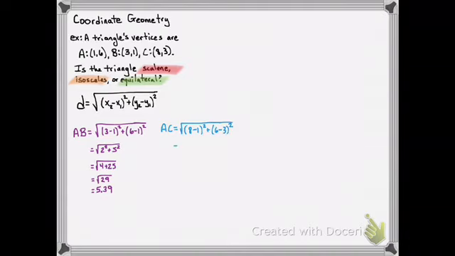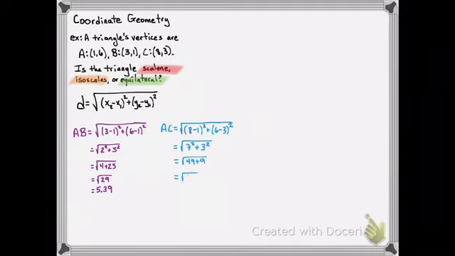The order that you're going to do the operations is not going to change. You're going to work in the parentheses first. 8 minus 1 is 7, and 6 minus 3 is 3. Then you'll square those numbers. 7 squared is 49, and 3 squared is 9, and that adds up to be 58.